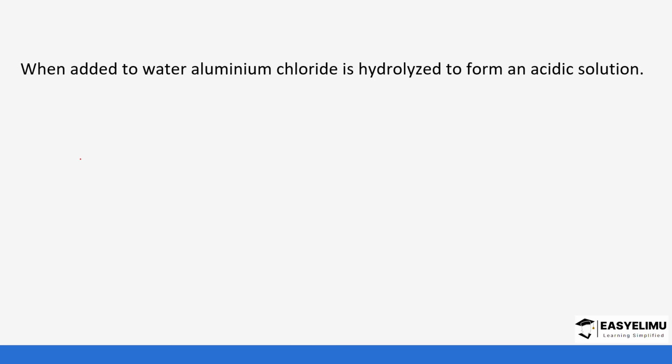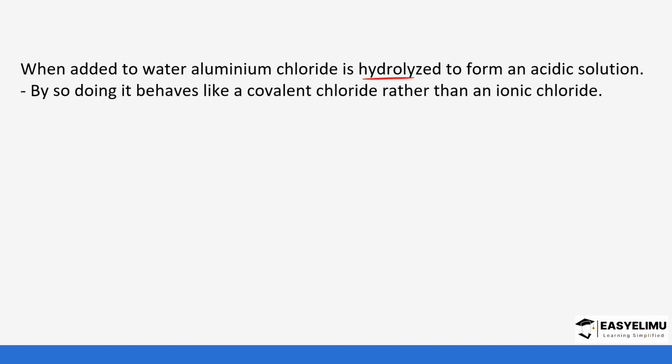So when aluminium chloride, the aluminium chloride that we have just drawn, is placed in water, it hydrolyzes to form an acidic solution. In so doing, it behaves like a covalent chloride rather than an ionic chloride. And this is the one that is unique. This is the one that is tested a lot because of its uniqueness.